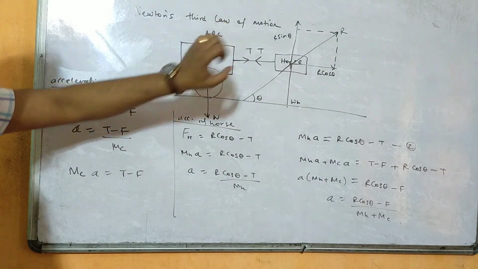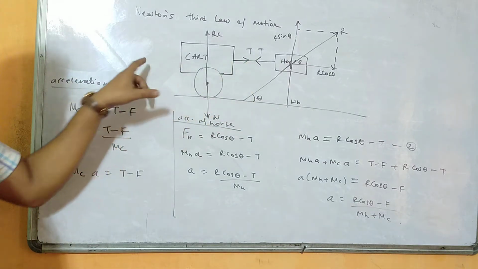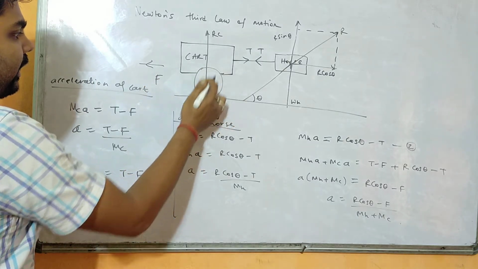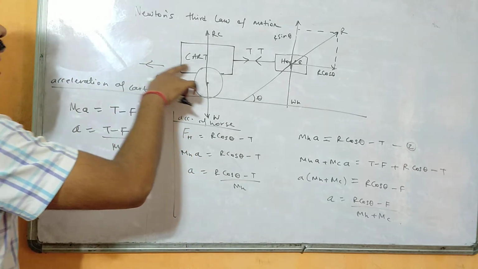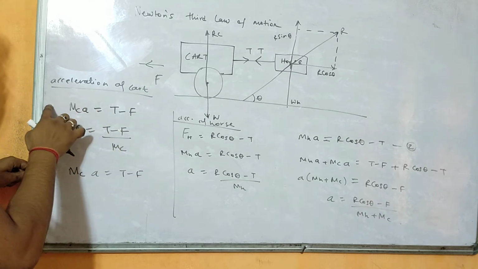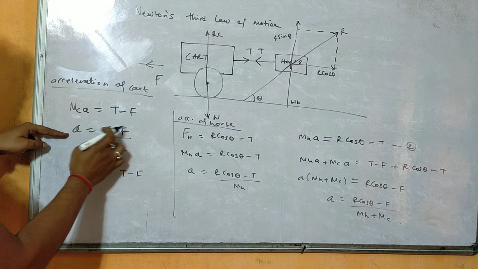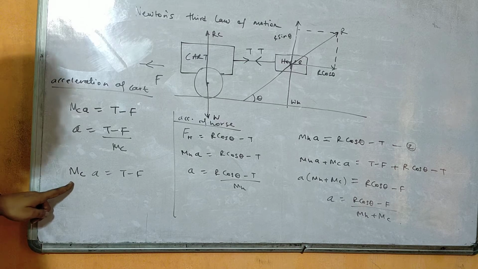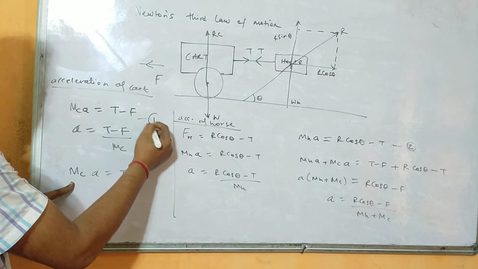Now what is the acceleration of the cart? We know the net force acting on the cart: T is greater than F, where F is the frictional force between the tire and the ground. If the tension is more than the frictional force, then only the cart will move. So T must be greater than F, and this equals the net force. So what equation did we get here? We can write the acceleration as T minus F by mc, or we can keep the equation as it is. So we got two equations: mca equals T minus F.